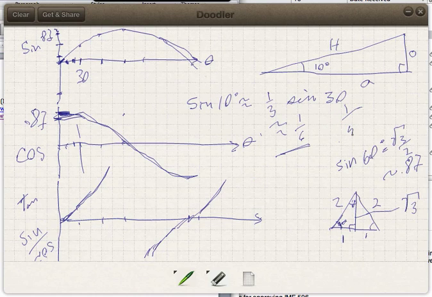So if you check in your calculators, you'll find that the actual value, sine of 10 degrees, is about 1/5.75. So very close to 1/6. Why is it a little bit bigger? Well, because this is a little bit curved here, right? And so it's not a perfect straight line, and so the value is going to be just a little bit bigger, but it's close.